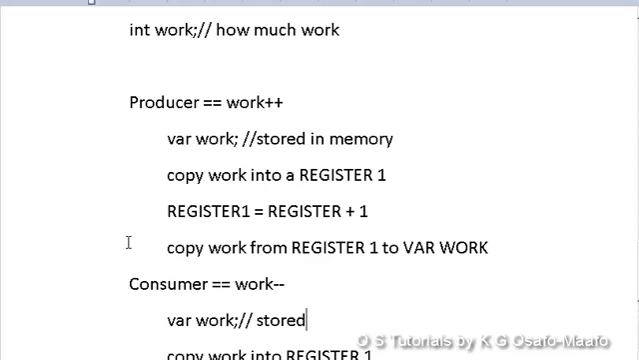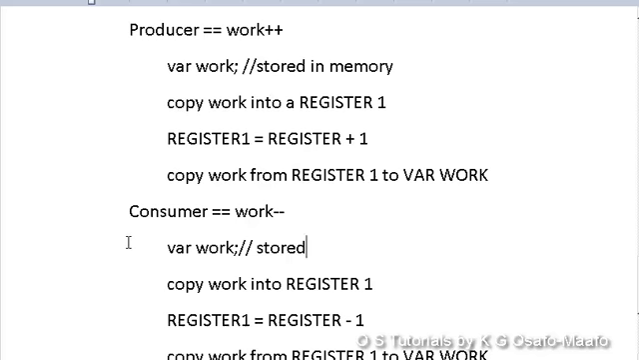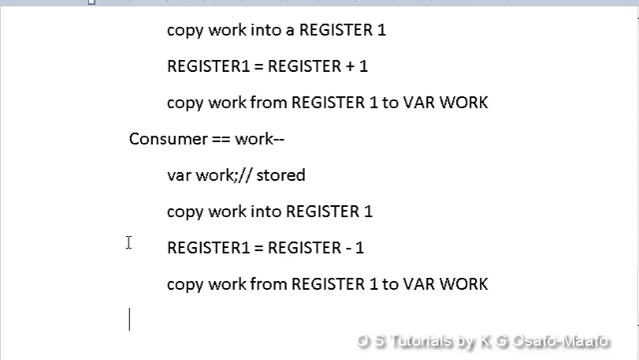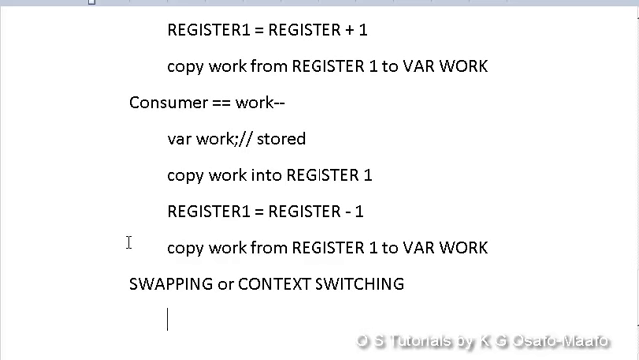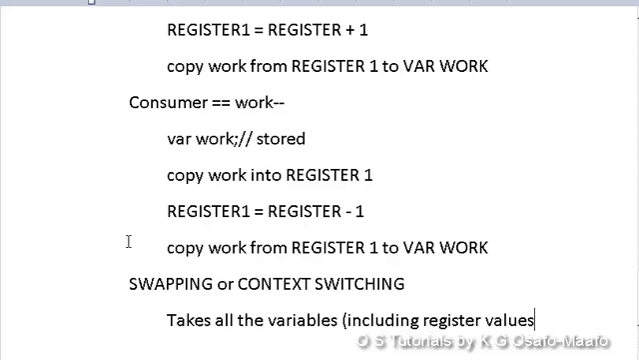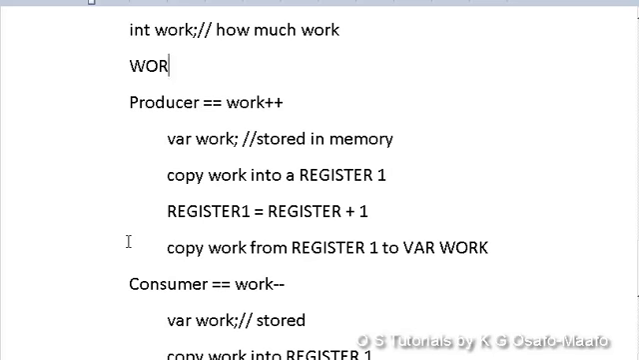Both of these look harmless, but remember, whenever two programs are working, there's what we call swapping. Swapping, or context switching, is where one program takes all the variables, whatever is in the registers, and stores them. So consider this case. Let's say the work variable, that's in memory, currently contains 10. So I'm going to show you a case where problems are going to happen.